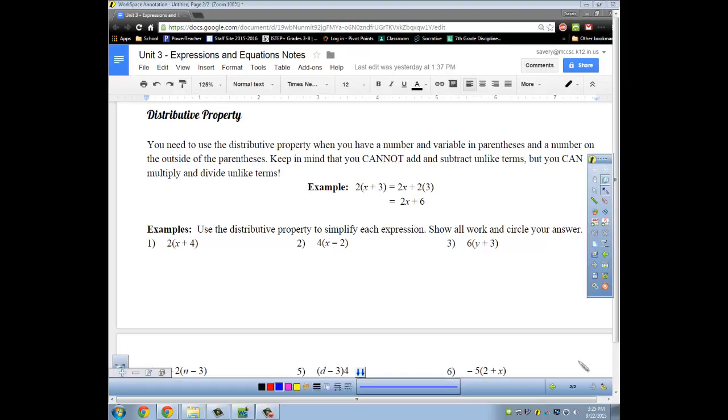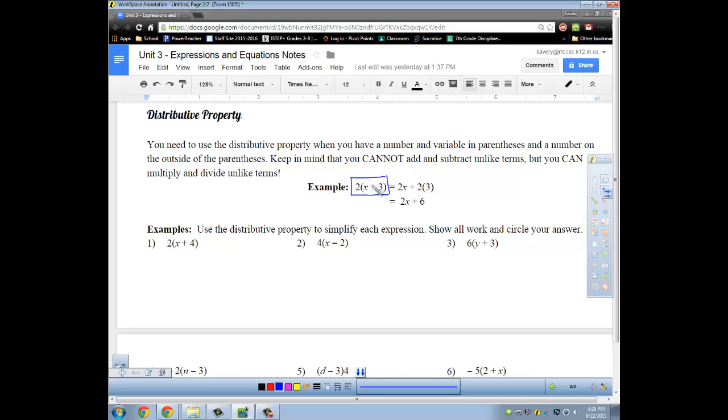One important thing about the distributive property is to know what it looks like. You need to know what to see and know when to do it. So here's an example of when to do the distributive property. We know that if I have a number right by a set of parentheses like I do here, that means to multiply. So I'm actually going to do a lot of multiplication here.